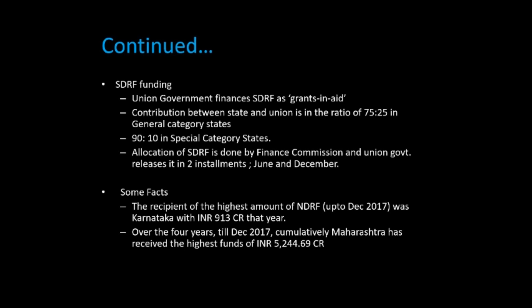All right, and the contribution between state and union is in the ratio of 75:25 in general category states and 90:10 in special category states. So please remember this: 75% of the amount is contributed by union government and 25% state has to arrange by its own. And in special category, it is the 90:10. Okay, now this allocation is done by Finance Commission, and union government releases it in two installments, one in the month of June, another in the month of December.